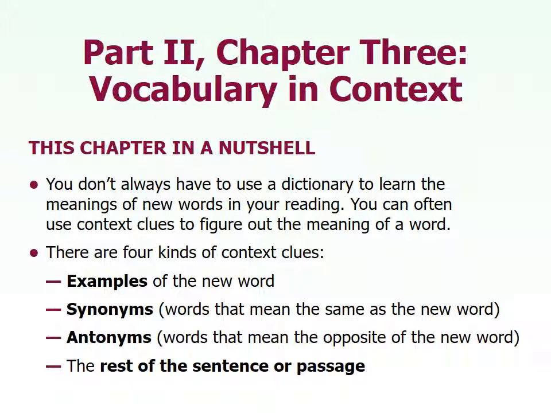You probably already do this a lot when you're reading in your own language. You don't even think about it. But here are some tips as to what you can do to help yourself when you're reading in English. We're going to talk about 4 different types of context clues. The first are examples, the second are synonyms, the third are antonyms, and the fourth is the rest of the sentence or passage.